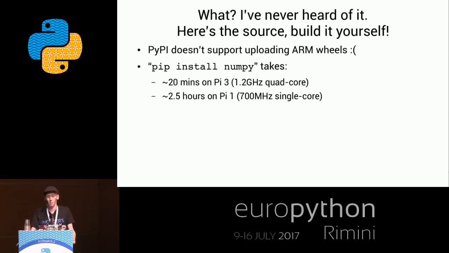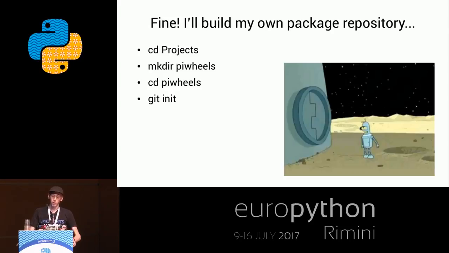It takes a reasonable amount of time on a laptop, but on a Raspberry Pi, a Pi 3 takes about 20, 30 minutes. And on a Pi 1, it takes 2.5 hours. With a single core and quite a slow clock speed, it takes a long time to build. So just running pip install numpy or pip install anything that relies on numpy, you'll be sitting waiting a long time. So I thought, well, fine, I'll build my own package repository.